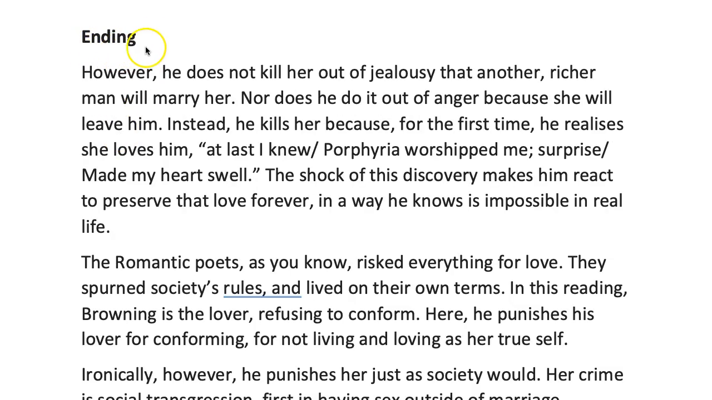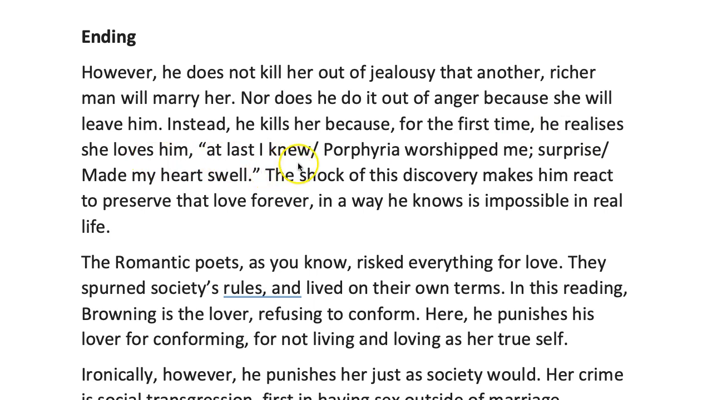Right, we now need to consider the ending, and that's important whatever text you're studying, because this is where the writer gives their final change of perspective or change of ideas. And as you know, writing about the writer's perspectives gets you the top grades. So, however, he does not kill her out of jealousy that another, richer man will marry her, nor does he do it out of anger because she will leave him. Instead, he kills her because for the first time he realises she loves him.